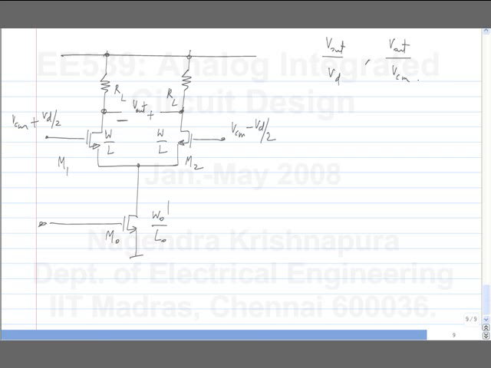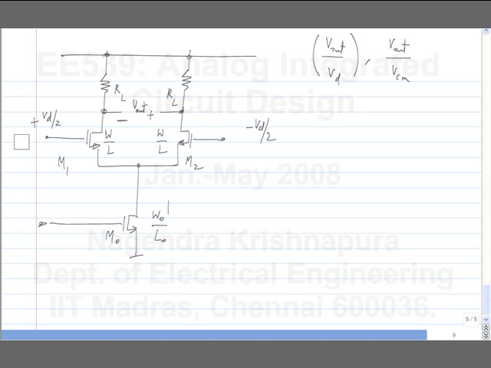Okay, let's do the analysis and see. How will I calculate V out by VD? Yeah, but the output is defined between two sides. See, what I do is, first of all, I will apply only differential signals when I want to calculate V out by VD.